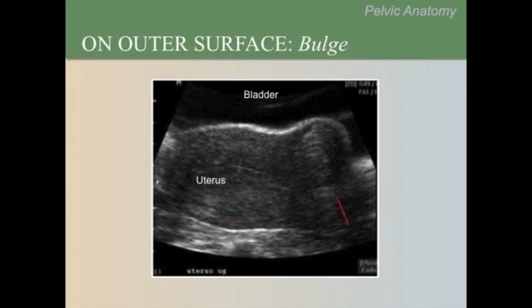In this sagittal scan of the uterus, we see a bulge on the lower anterior wall of the uterus. This is a fibroid that is located mainly on the outside of the uterus, but a part is also in the endometrial lining.